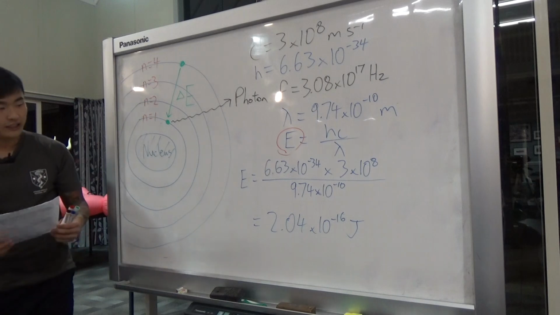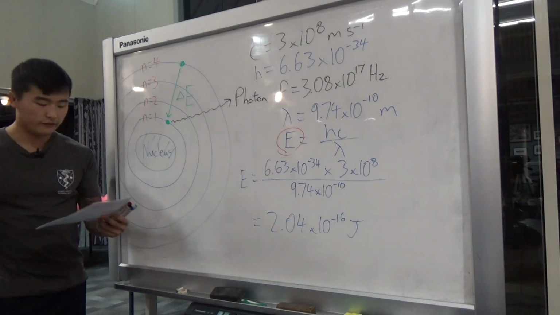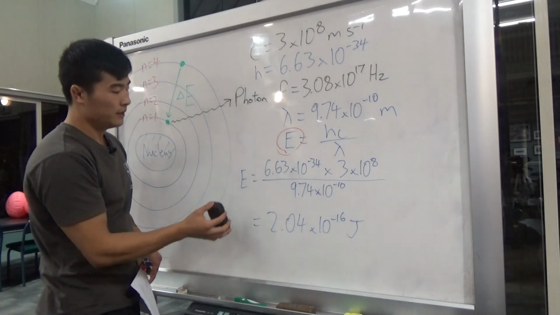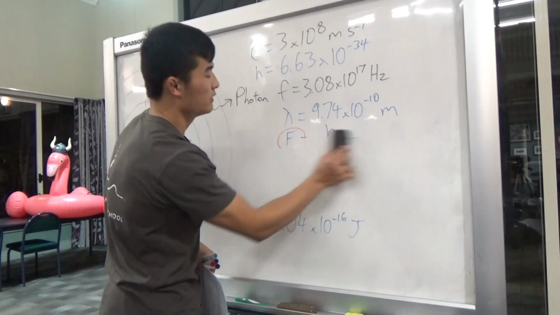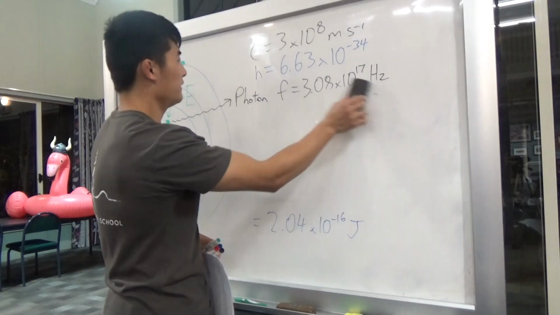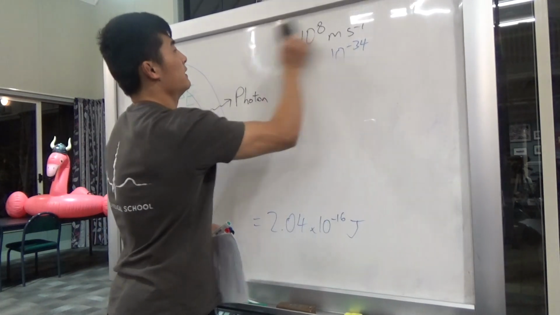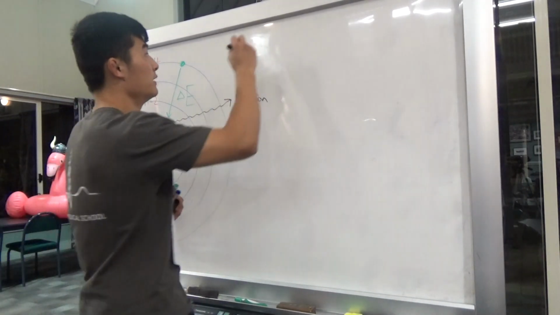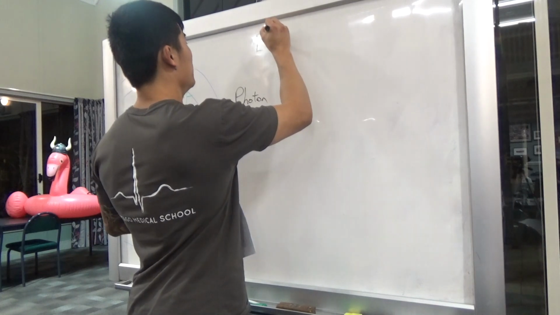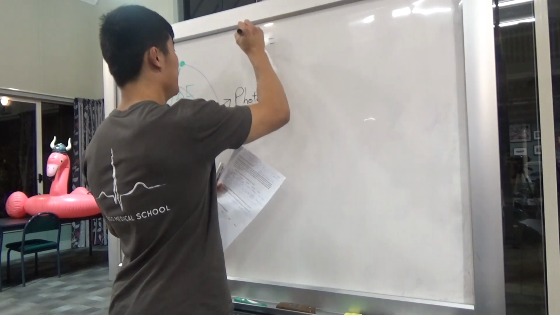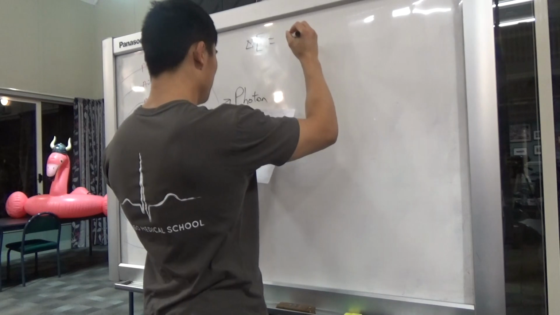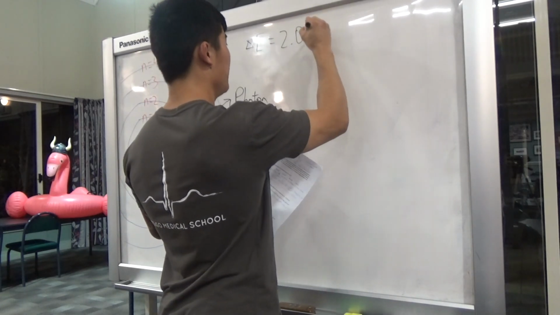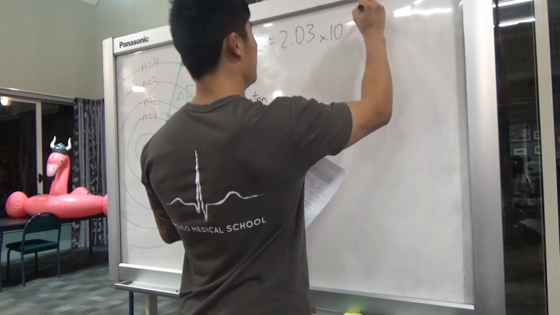So we found the difference in energy, which is 2.04 times 10 to the negative 16, or 2.03, it doesn't really matter. So we'll leave that. I'll get rid of this, and I'll write that number up. So the energy, that's the change in energy between the two atomic energy levels, is 2.03 times 10 to the negative 16 joules.